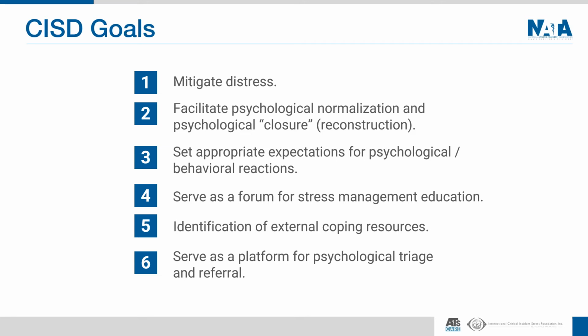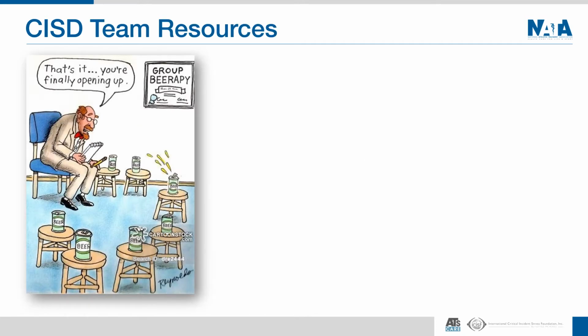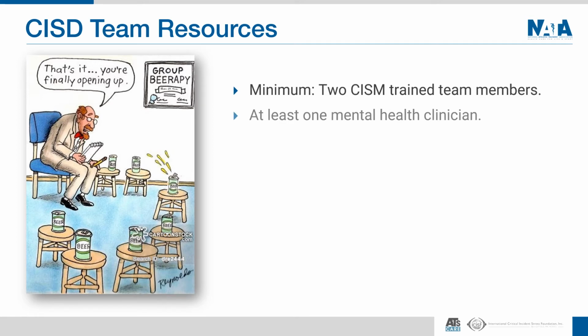One of the important things that the CISM team does during a group intervention is observe the individuals in a group to help identify those who may benefit from additional care. So we want to help identify the resources you need to have available when conducting a critical incident stress debriefing. You need a minimum of 2 CISM trained team members. You need at least 1 mental health clinician.